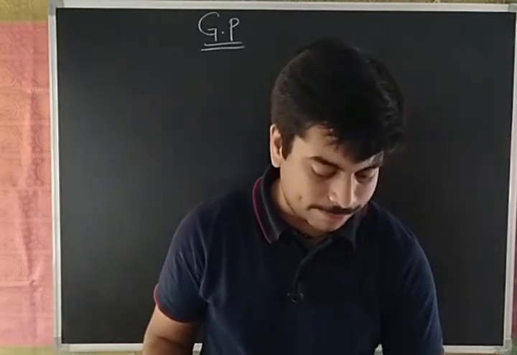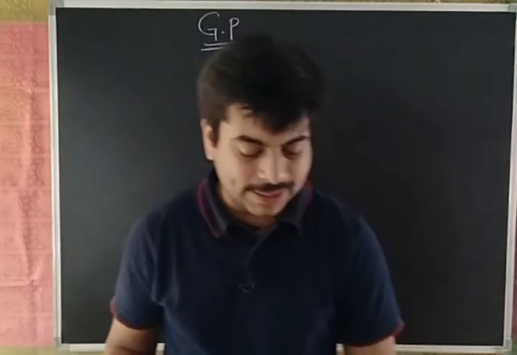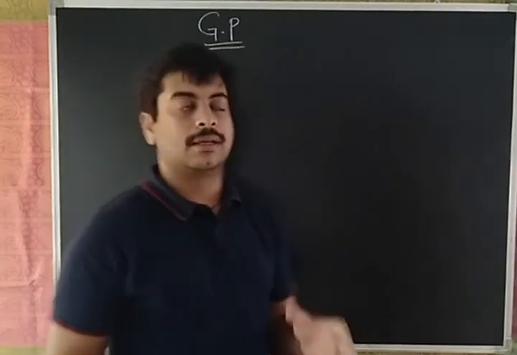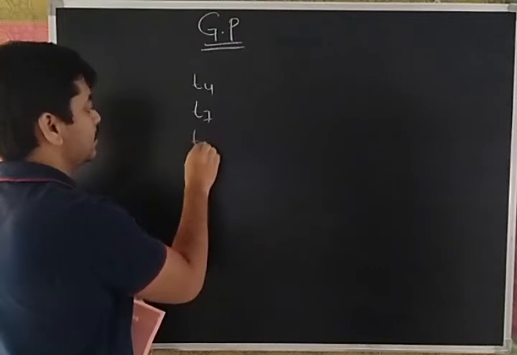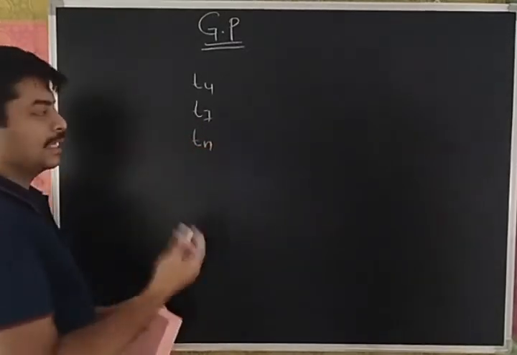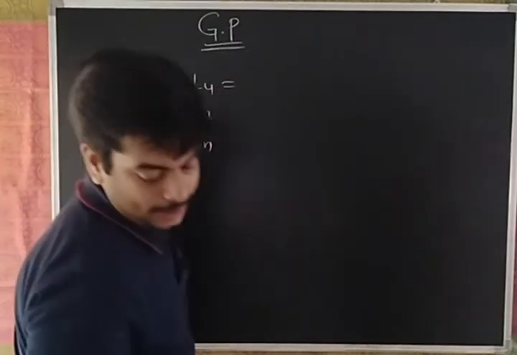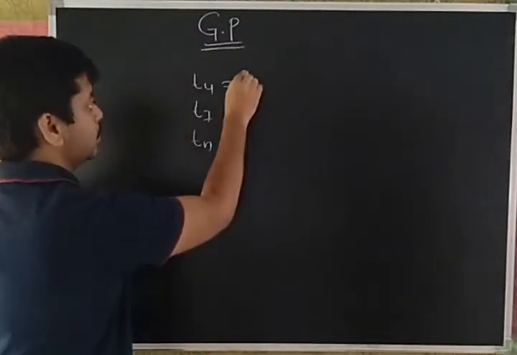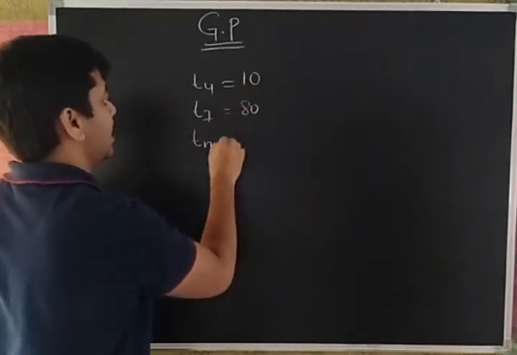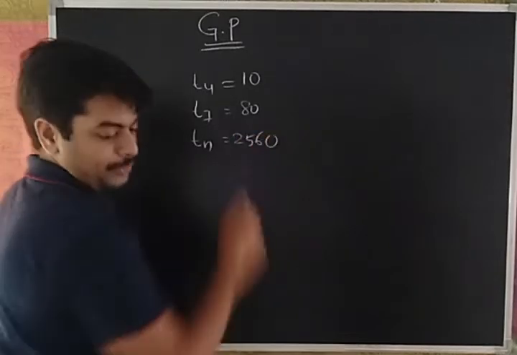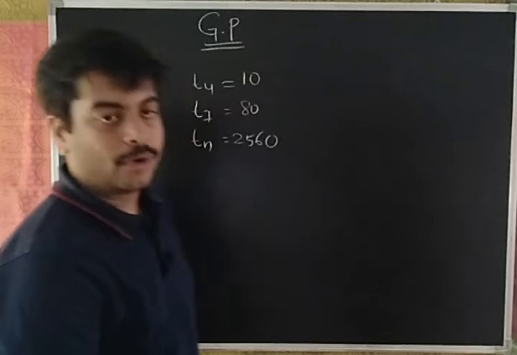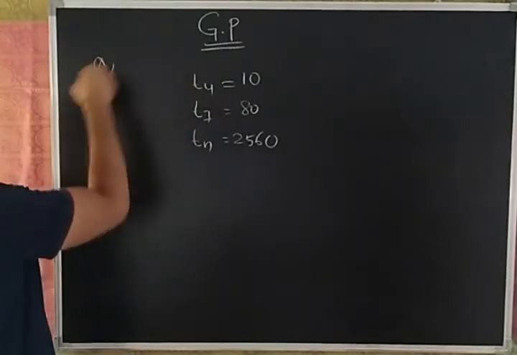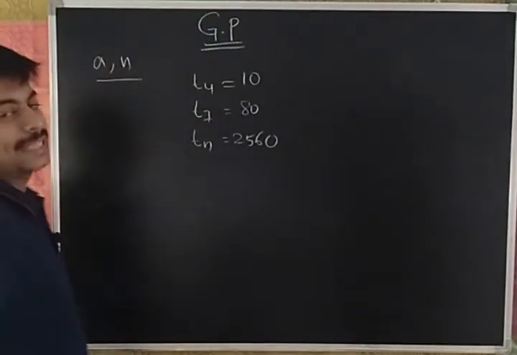Let us take one more example. The 4th, 7th and the last term of a GP. Last term means nth term. They are given as 10, 80 and 2560. Now what is it asking? Find the first term and the number of terms. That means we need to find A, the first term, and the number of terms n.